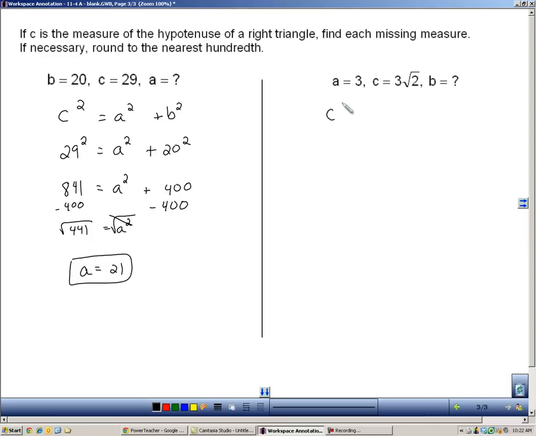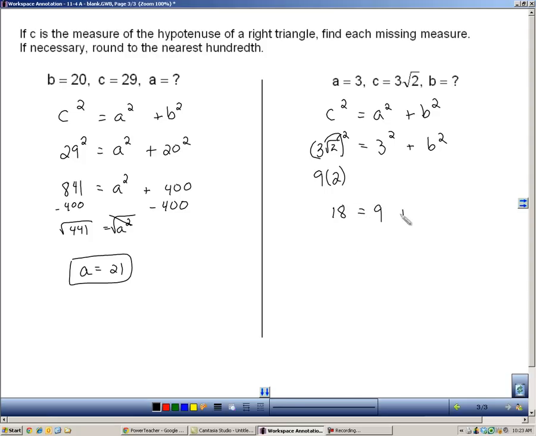Over here, start with the Pythagorean theorem. C is 3 root 2, which I'm going to square. A is 3, and I don't know B this time. So when you square 3 root 2, you have to include the square on both of those numbers. 3 squared is 9. The square root of 2 squared cancels, giving me 2, so that's going to be 18.